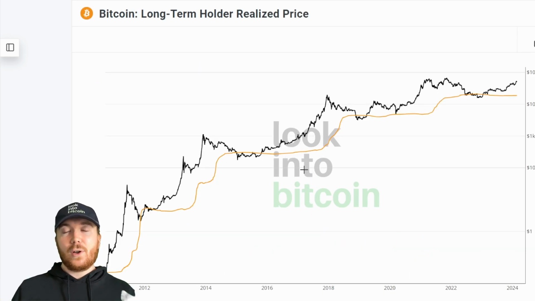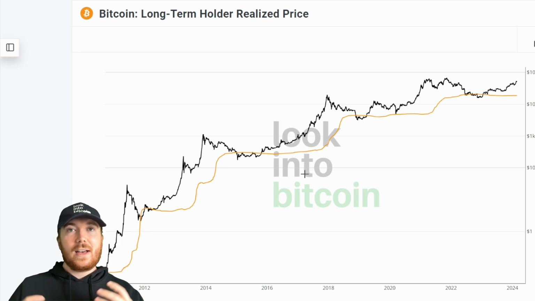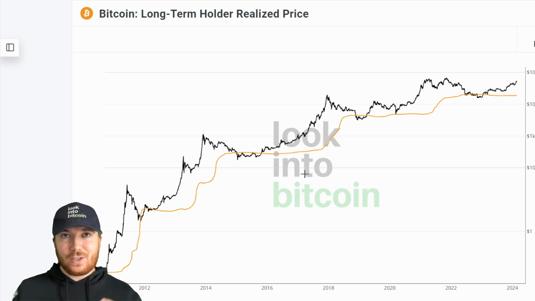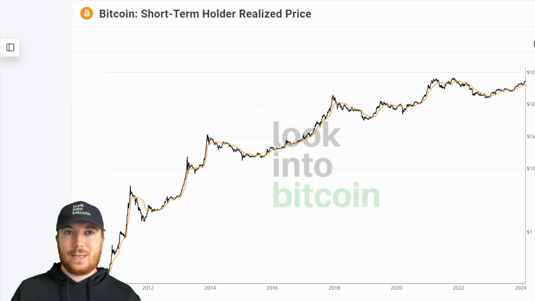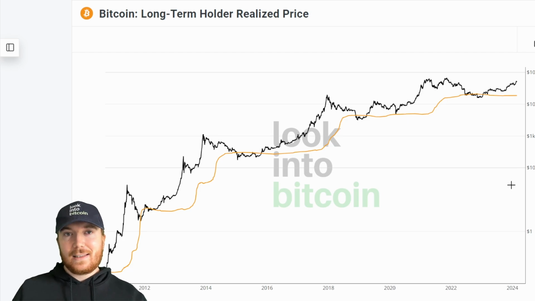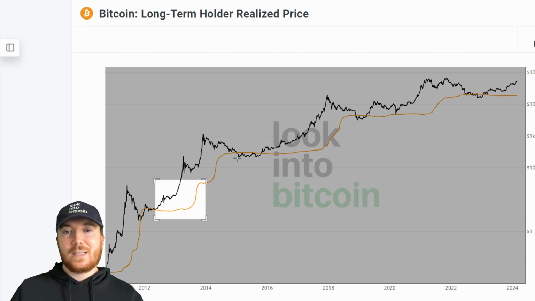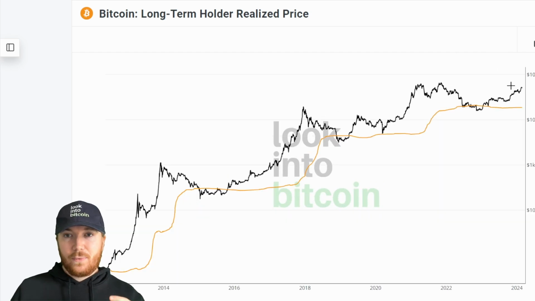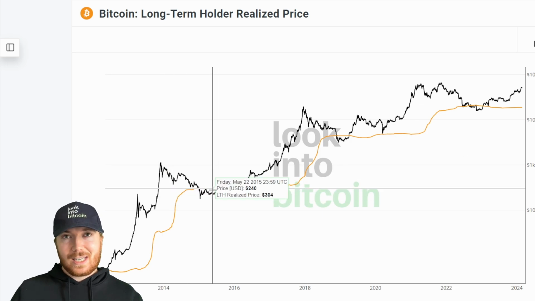We can see the long-term holder realized price. So the underlying realized price is the average accumulation price of all BTC on the network. But now we can actually differentiate the accumulation price of these long-term holders and the short-term holders. And what you can immediately see is the long-term holder realized price has been the ultimate bottom call for Bitcoin throughout its entire history, accumulating beneath this long-term holder realized price, which indicates that a majority of people that have been in Bitcoin for an extended period of time are actually at a loss on their positions.